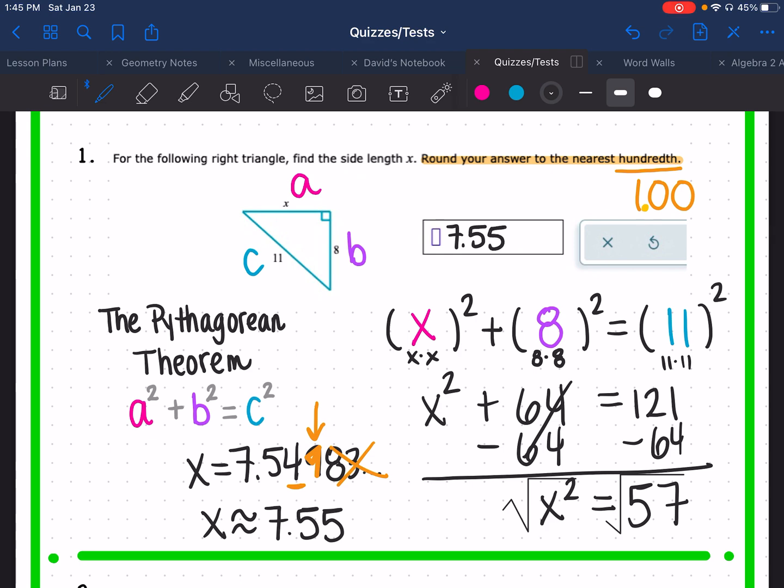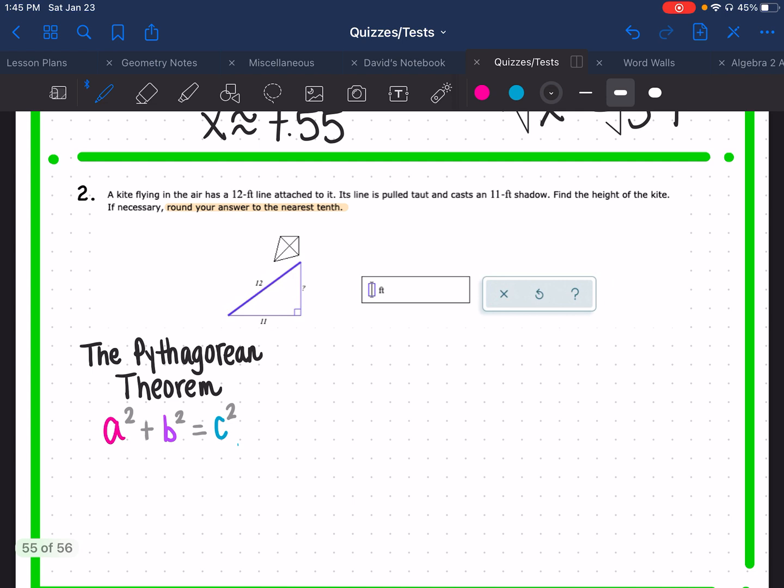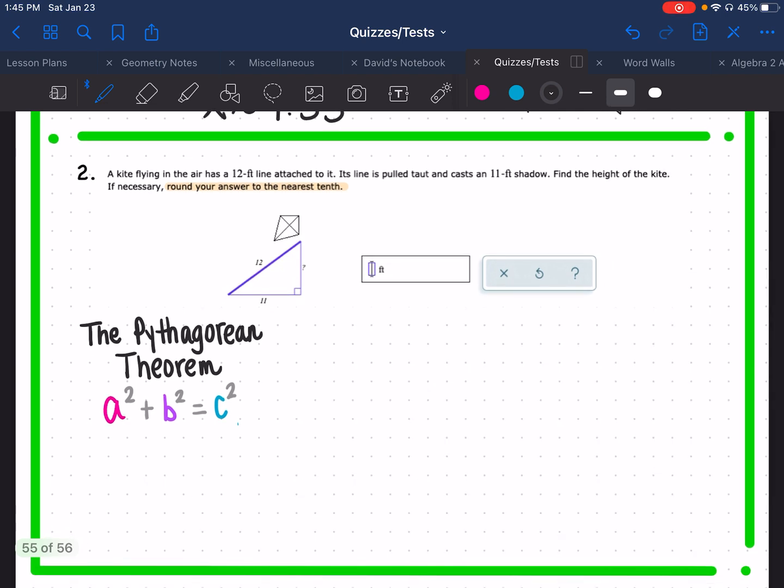Okay. Question number 2 is the word problem. So I have one where a kite is flying in the air, has a 12-foot tail attached to it. Its line is pulled taut and casts an 11-foot shadow. Find the height of the kite. If necessary, round your answer to the nearest tenth.